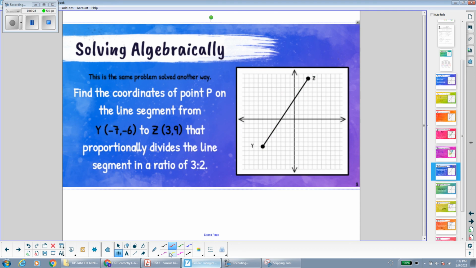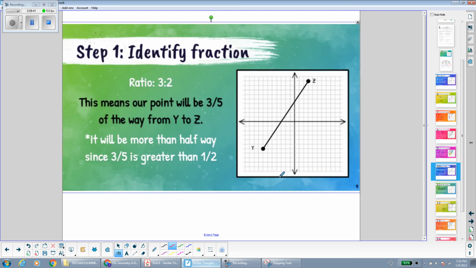So this is the same problem, but we're going to solve it another way, algebraically. So same question. We have the same line segment with the same endpoints as before. And once again, we are going to proportionally divide the line segment in the same ratio of 3 to 2.